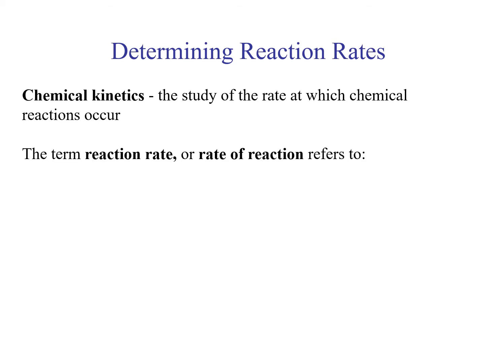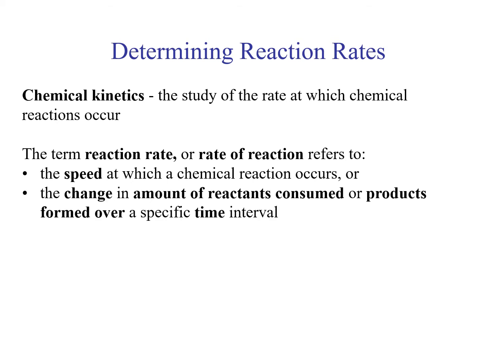Reaction rate, or rate of reaction, refers to the speed at which a chemical reaction occurs, or the change in the amount of reactants consumed or products formed over a given time interval. Quite simply, this is a change in quantity over a change in time. Depending on what we are studying, this could be the change in concentration over time. That would be in units of moles per liter second, or the change in the number of moles over time in units of moles per second, or the change in volume over time in units of liters per second, etc.